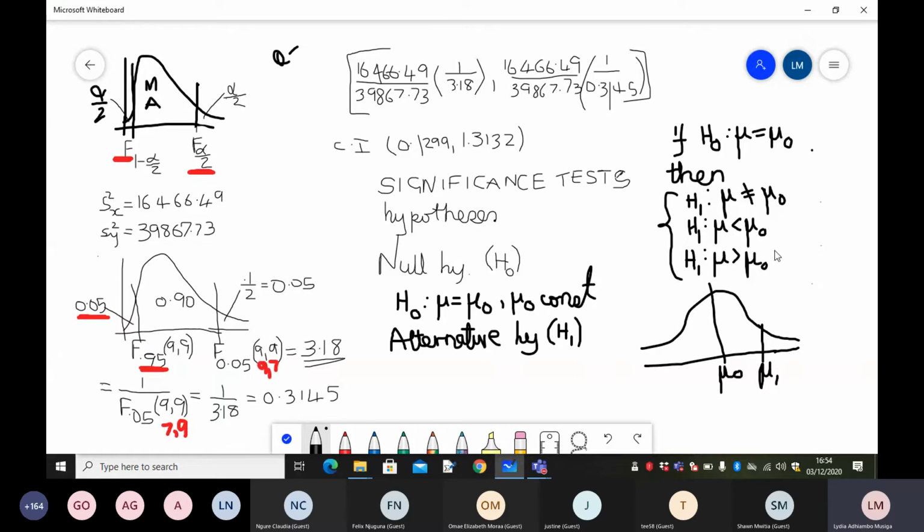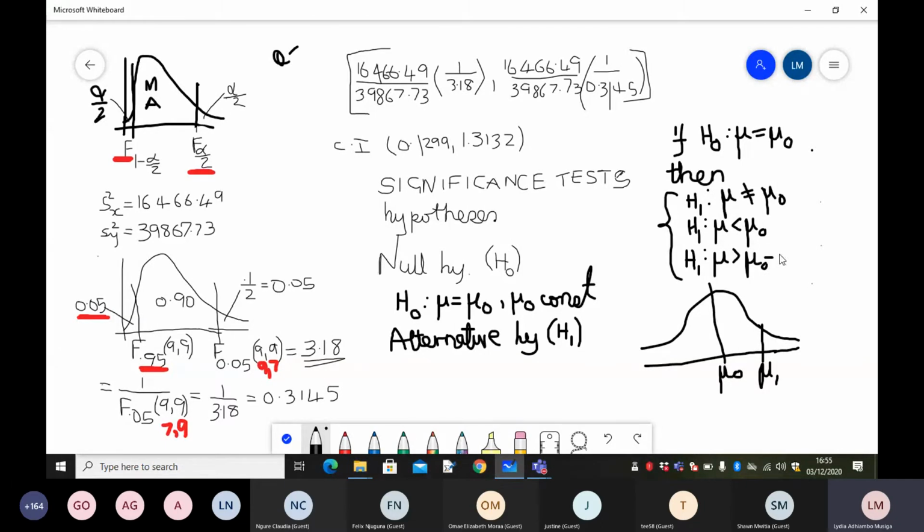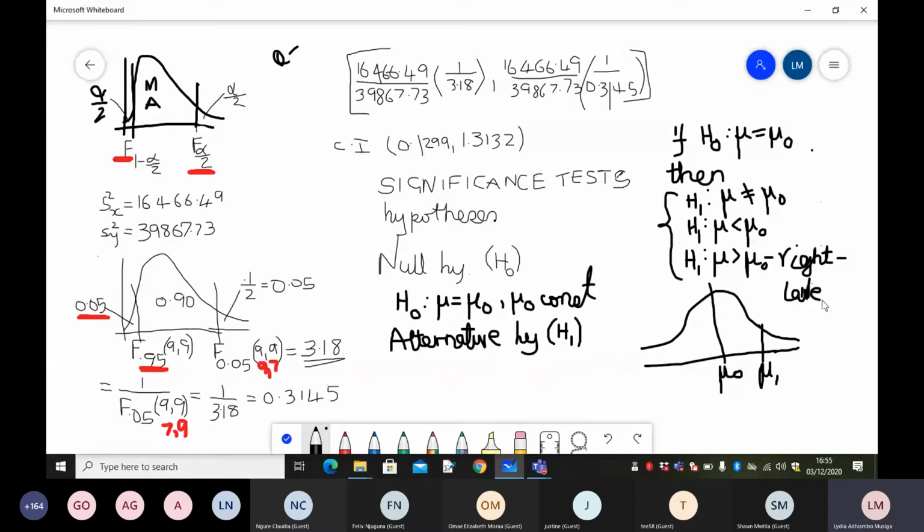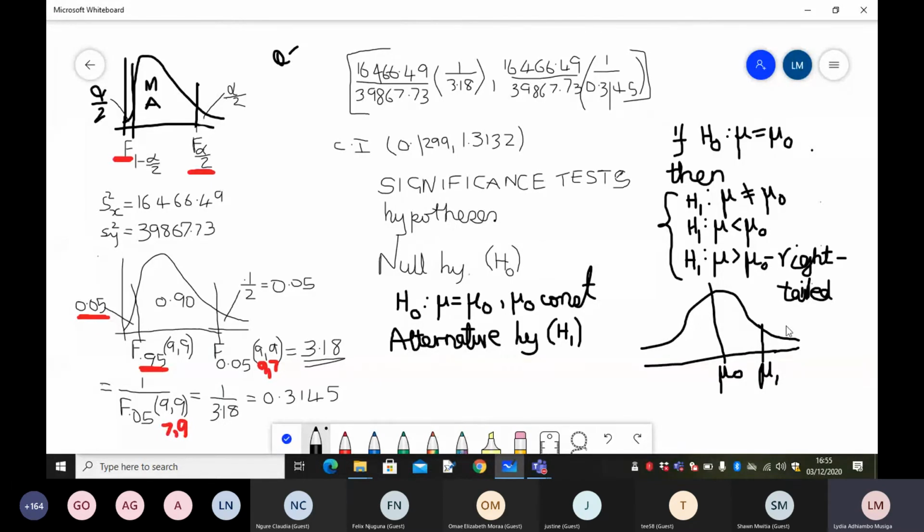When we are conducting a test with this third alternative, it will be called a right-tailed test.